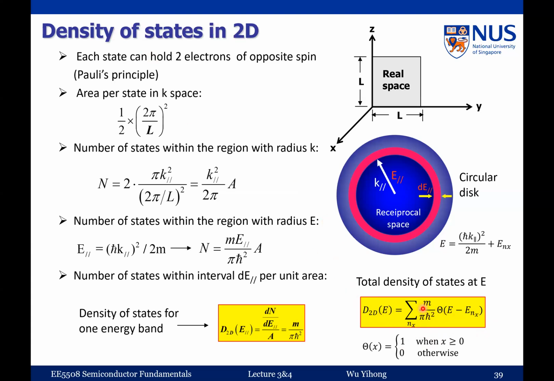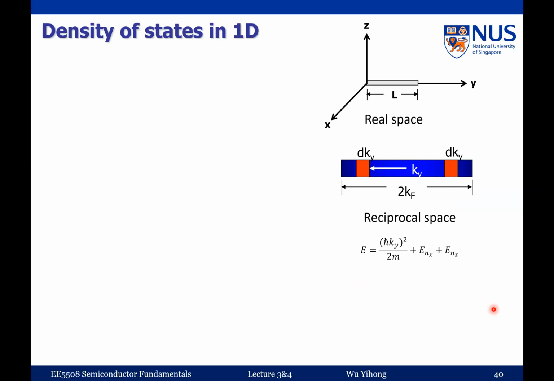And of course, it's very unique. You get a step function, but it's not increasing continuously with respect to energy in this 2D case. Next, we look at the 1D. So in the 1D case, you can see that in real space, the electron can only move in one direction. Here we use y. Okay.